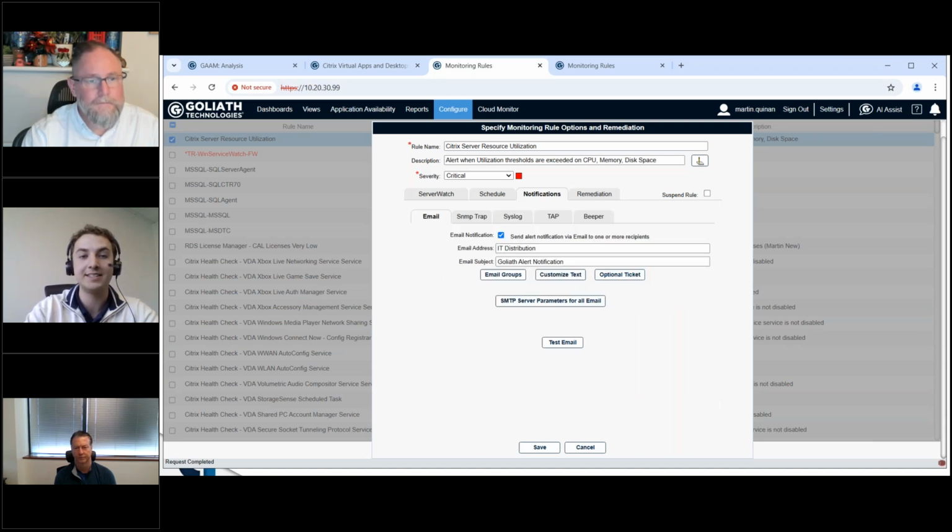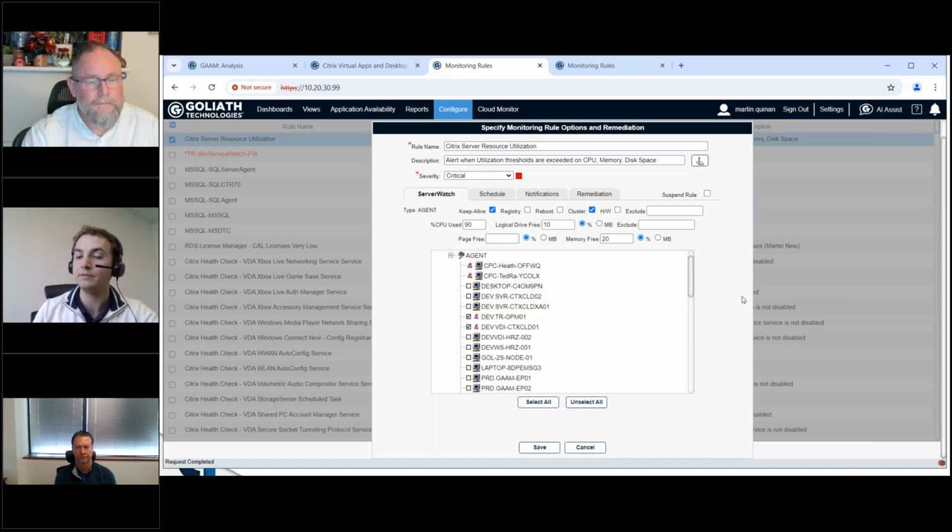Maybe we'll want to send a ticket via a ticketing system, or maybe just email a particular distribution group where we can be notified about that issue and immediately take action, or even document the frequency of a particular issue so that we can get ahead of user experience problems.